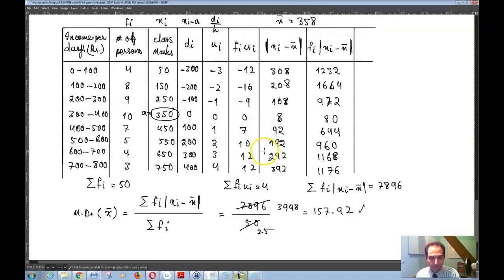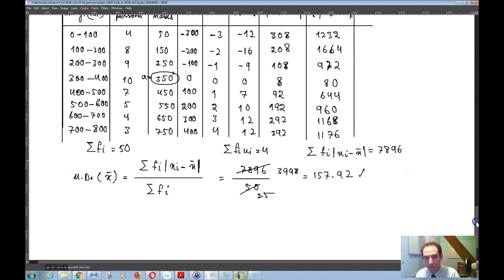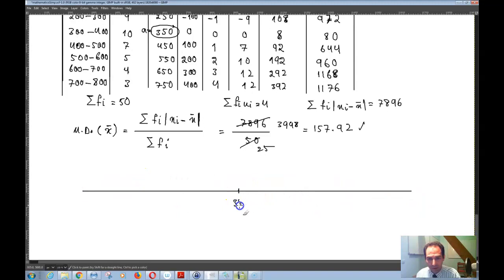And then on average, basically the income of every person was 157 rupees either less than this amount or more than this amount, because on a number line you have 358, for example, as the average. 358 rupees, for example, on average, or the mean, which is the mean of your data, meaning that everybody was on average doing 358 rupees per day as the income.